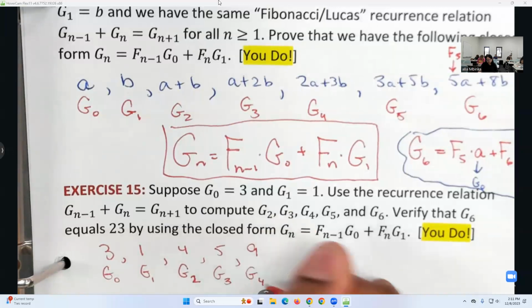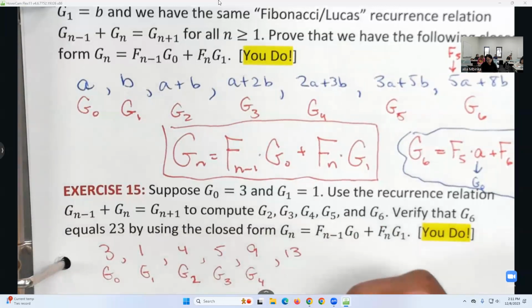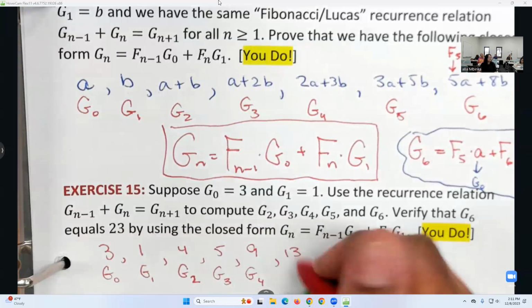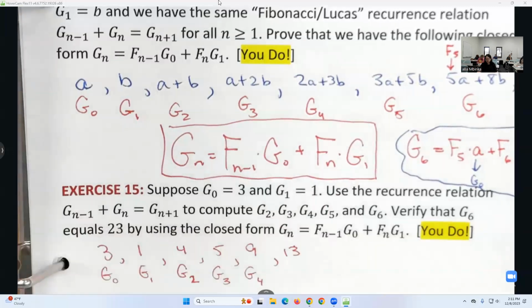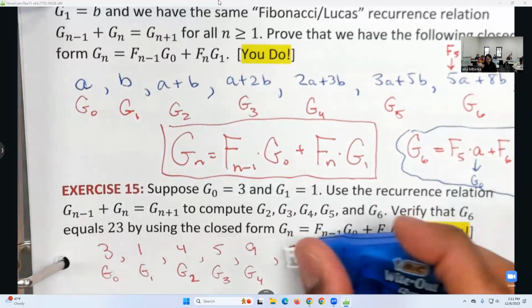So that's G4. And then 5 plus 9 is 13. Wait, am I adding correctly? No, 14. And white out. I got white out. Okay. Newsflash, 9 plus 5 is no longer 13.